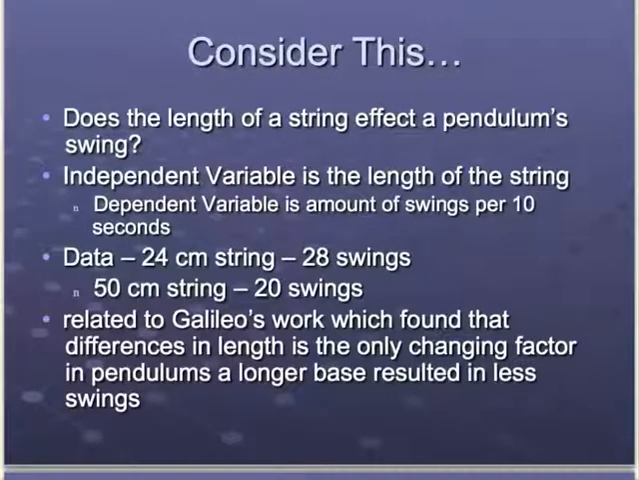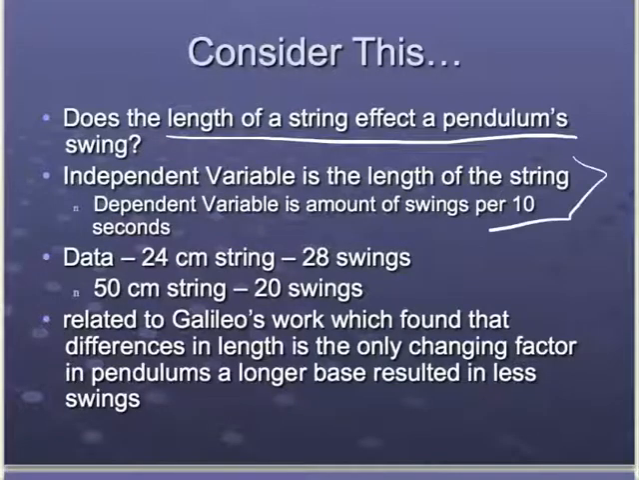So going back to our experiment about does the length of a string affect a pendulum swing, we have our 2 variables and we have our data in here. This in our evidence section is where we want to focus on the data. How can we break this down and explain this without giving too much information?